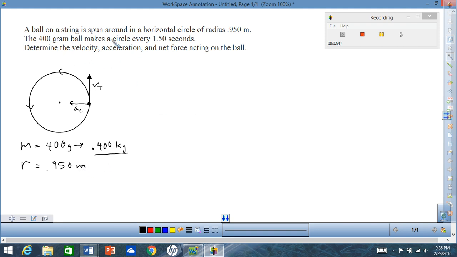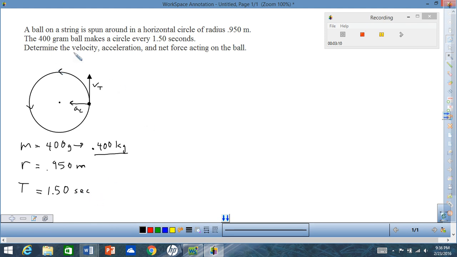And it makes a circle every 1.5 seconds. You might say to yourself, okay, that's the time, because seconds measure time. Well, that's true, that is an amount of time, but in this case that is the time for one trip or one full lap of the ball around the circle, and so that's its period, the time for one cycle, and we'll represent that with a capital T.